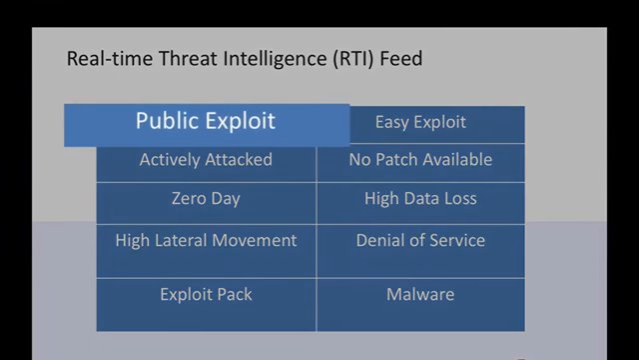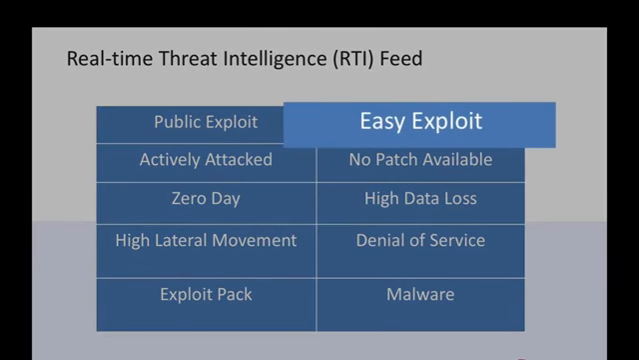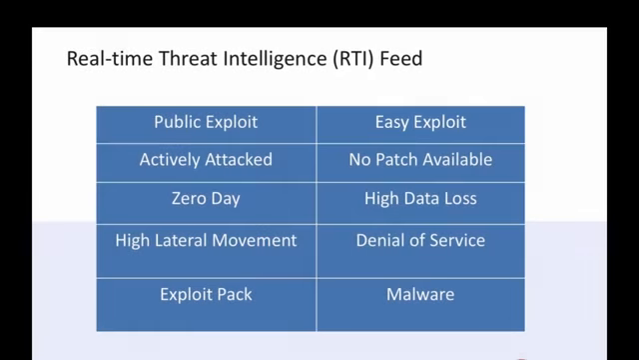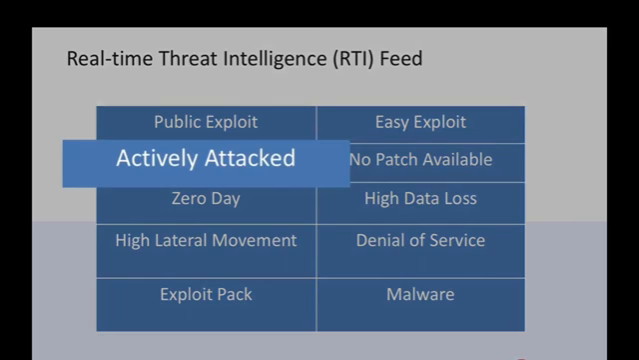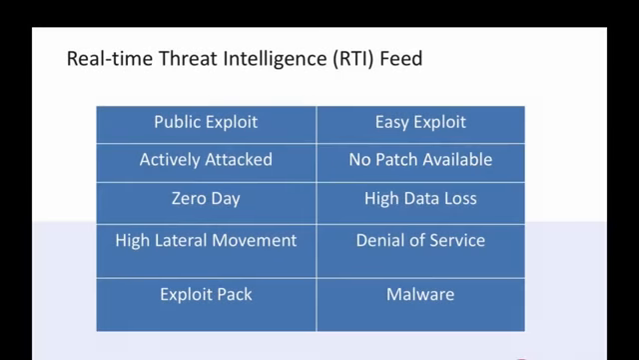Vulnerabilities with public exploits are those where exploit knowledge is well known and working exploit code is publicly available. Easily exploited vulnerabilities are associated with attacks that can be carried out easily and typically do not require additional information. Actively attacked vulnerabilities are those where active attacks are being observed in the wild. If a vendor has not provided an official fix for a vulnerability, it will be listed as no patch available.